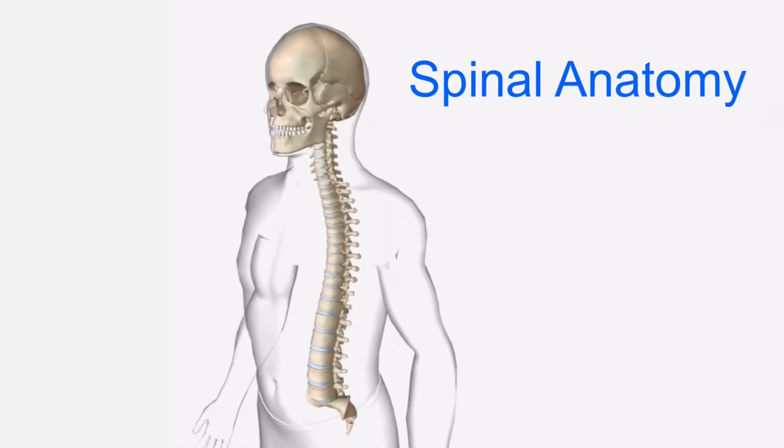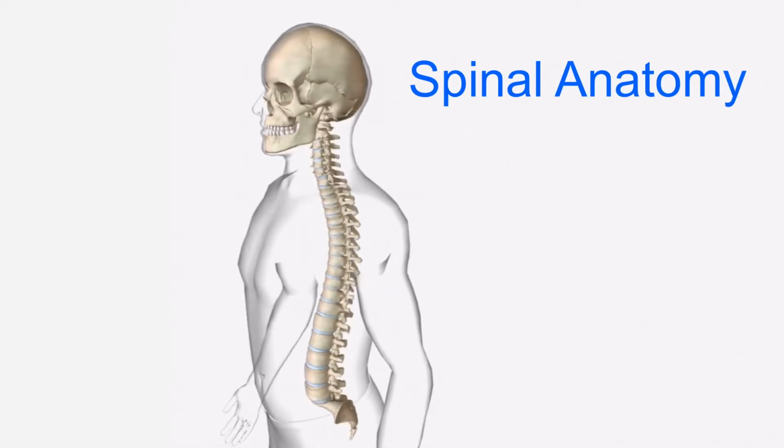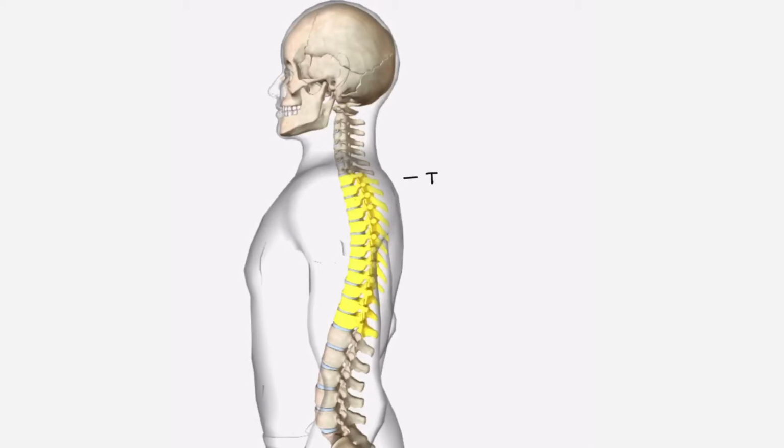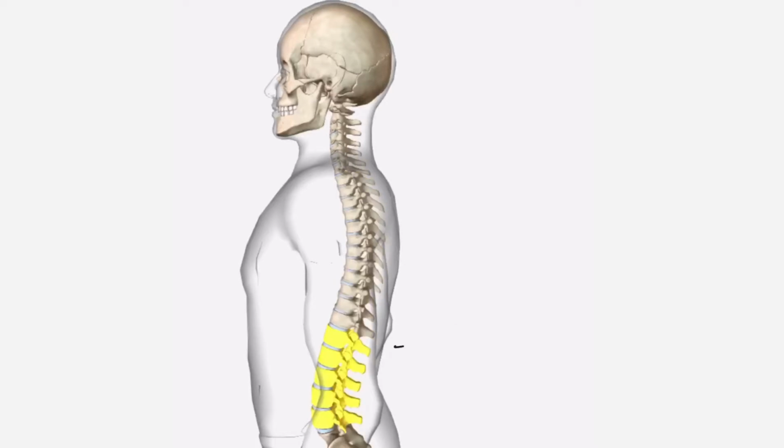This week, we're going over basic spinal anatomy. The cervical spine has 7 vertebrae and spans from C1 through C7. Our thoracic spine has 12 vertebrae and spans from T1 through T12. And our lumbar spine contains 5 vertebrae spanning from L1 to L5, for a total of 24 vertebrae from cervical all the way down to lumbar spine, not counting our sacral region.